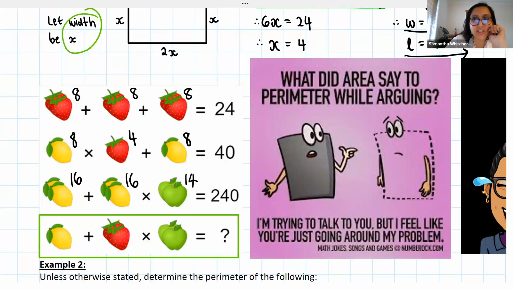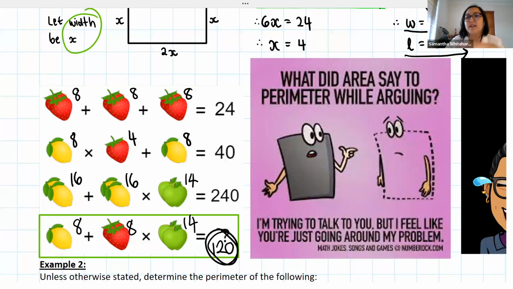So the last equation. And then the last equation, ma'am, I just said 8 times 14 plus 16, plus 8, ma'am, which gave me 120. Nice.